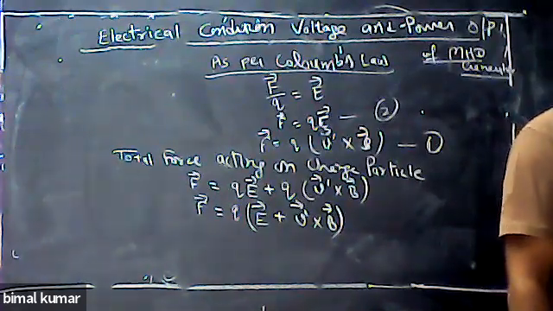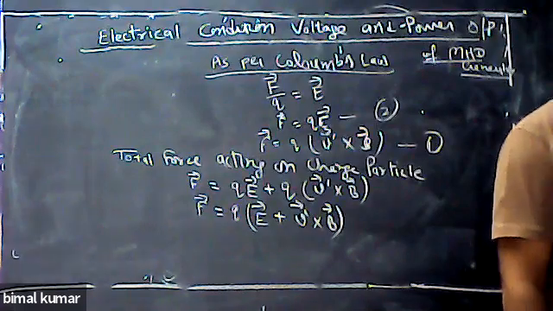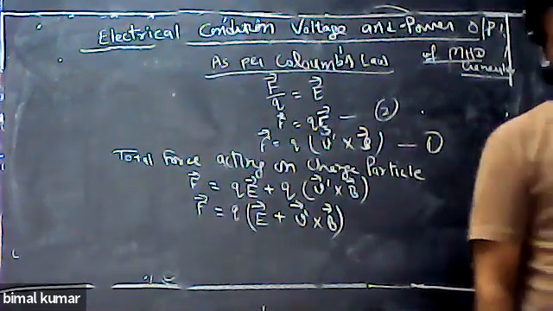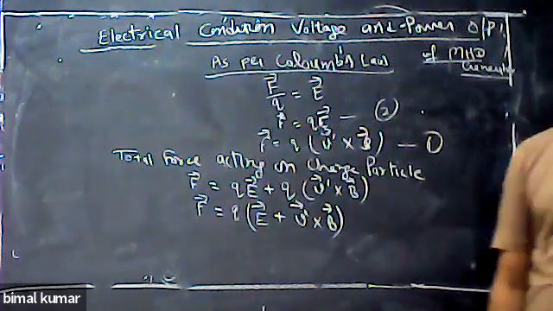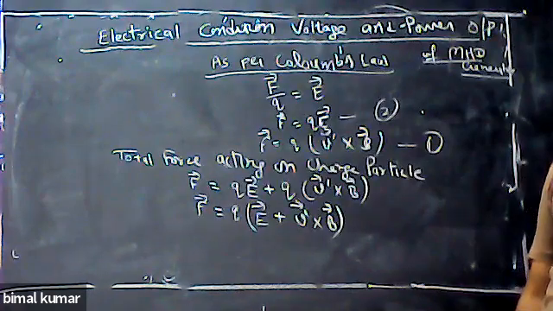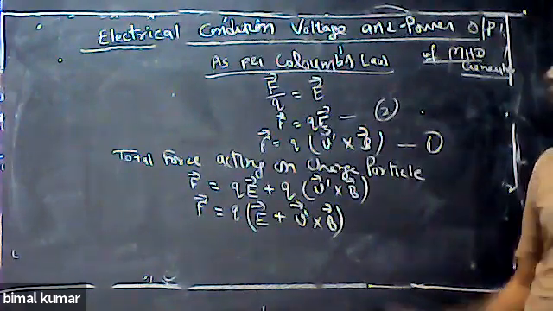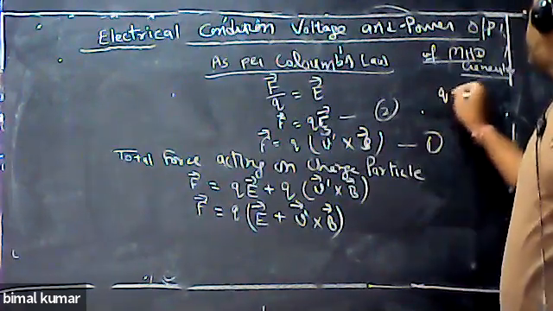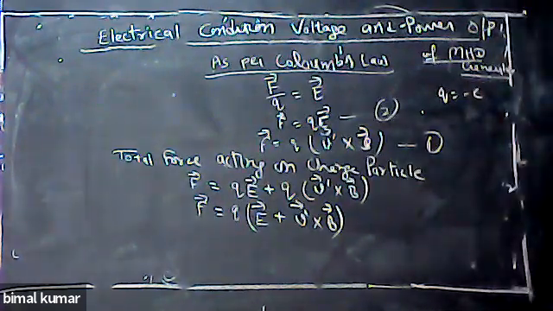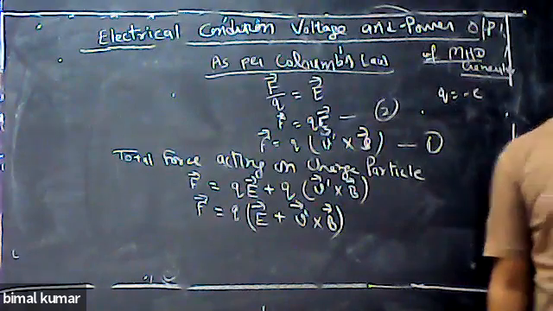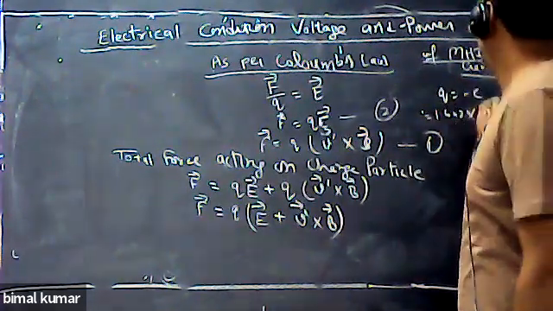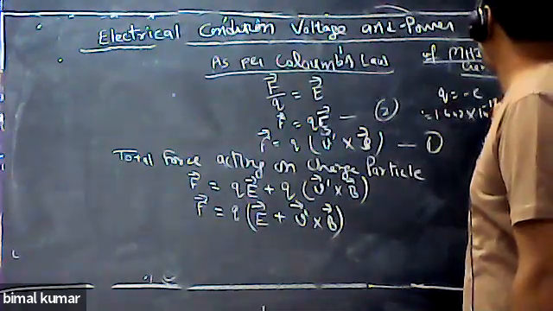So here we may say that Q is generally an electron. So that means Q is equal to minus e, and you may substitute its value equal to 1.602 into 10 raised to power minus 19 coulomb.